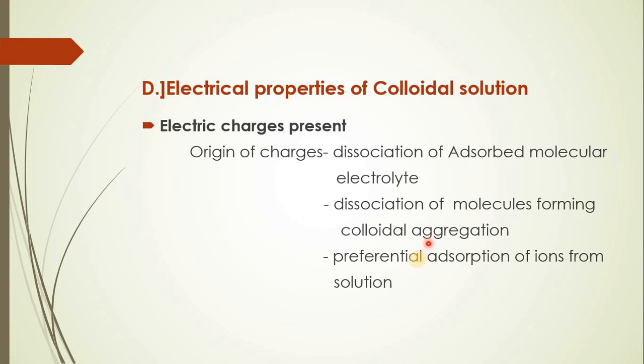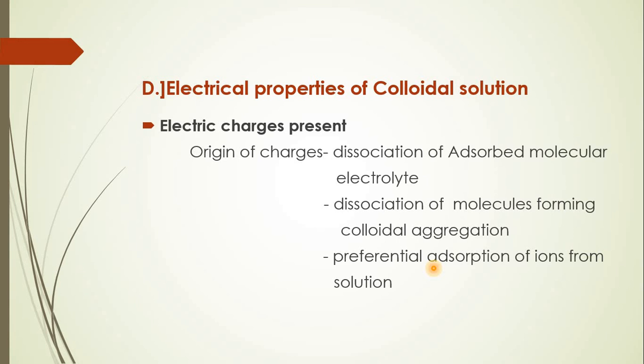The third important view with reference to the origin of electric charge on the colloidal particle is preferential adsorption of ions from the solution. Now, the colloidal particle has a tendency to preferentially adsorb, or get adhered to, a particular type of ion from the solution. A colloidal particle usually adsorbs those ions which are in excess and are common to its own lattice.